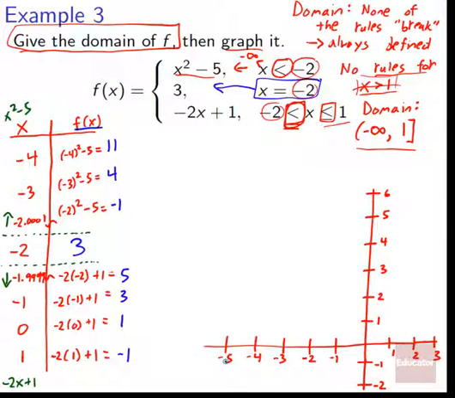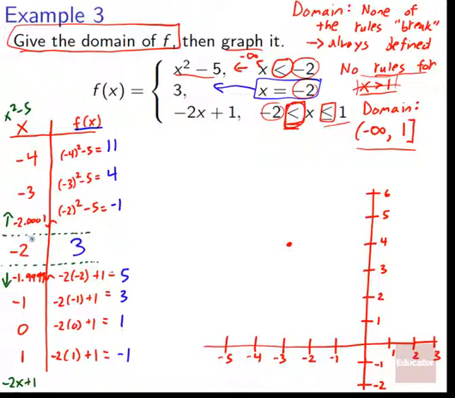So let's plug in some things and see what happens. We plug in negative 4, and it goes out to 11, so we can't even see it. It's so high up. Negative 3 gets to 4, though. We can definitely plot that. So negative 3 goes to 4: negative 3 comma 4.